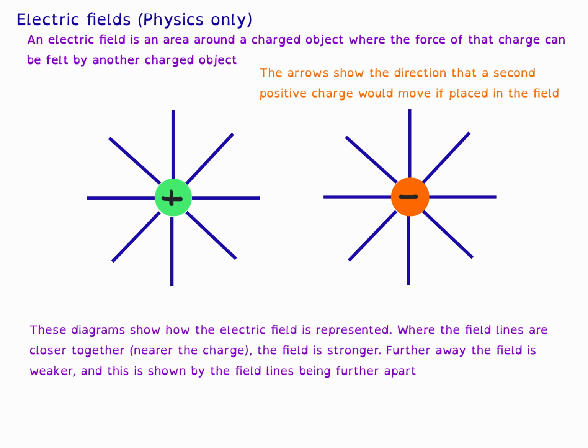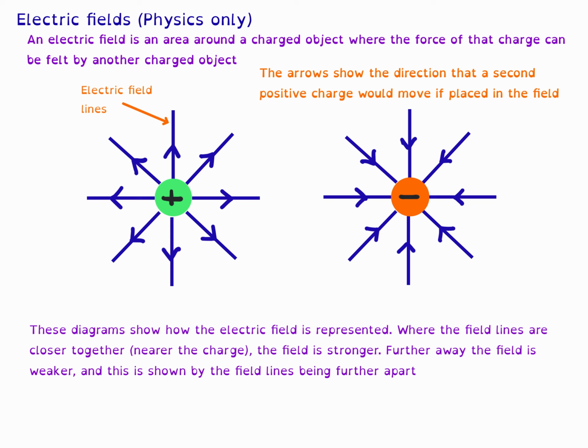An electric field is an area around a charged object where the force of that charge can be felt by another charged object. Here we have two diagrams showing the electric field around a positive charge and a negative charge. The lines represent the electric field lines, and on them are arrows that will show whether it is a positive field or a negative field, regardless of whether you actually have the charge shown in the centre as I have here. The arrows show the direction that a second positive charge would move if it was placed in that field.